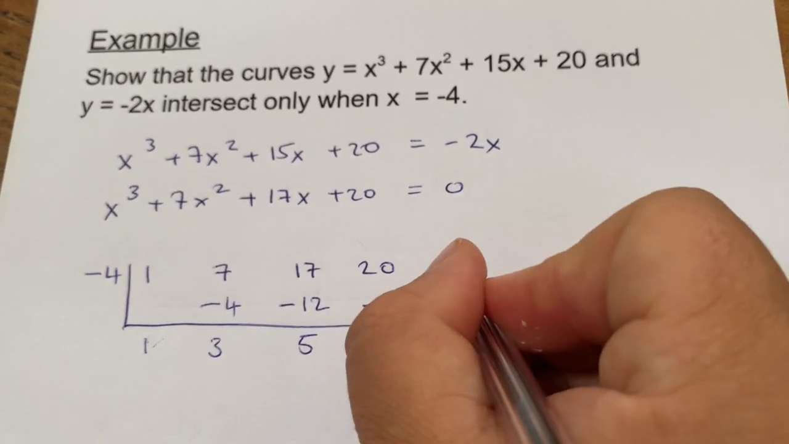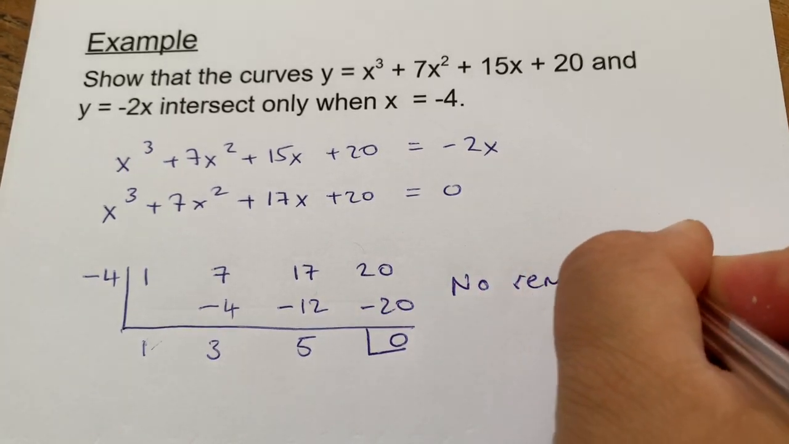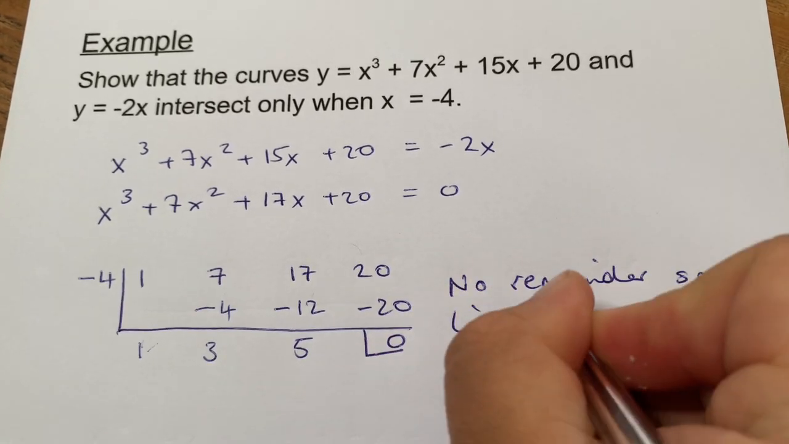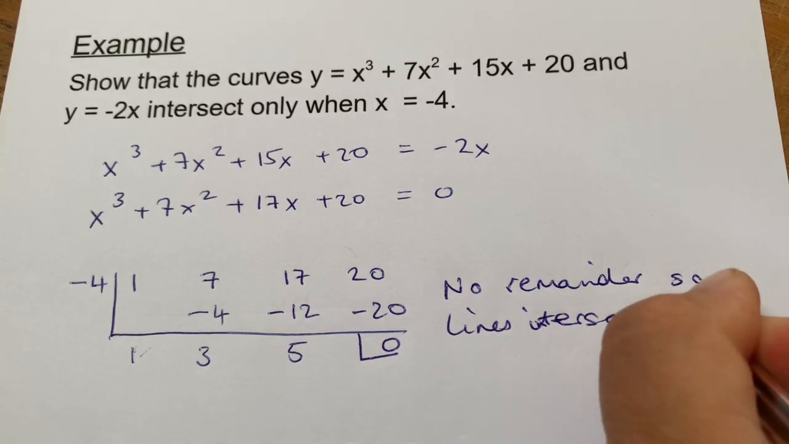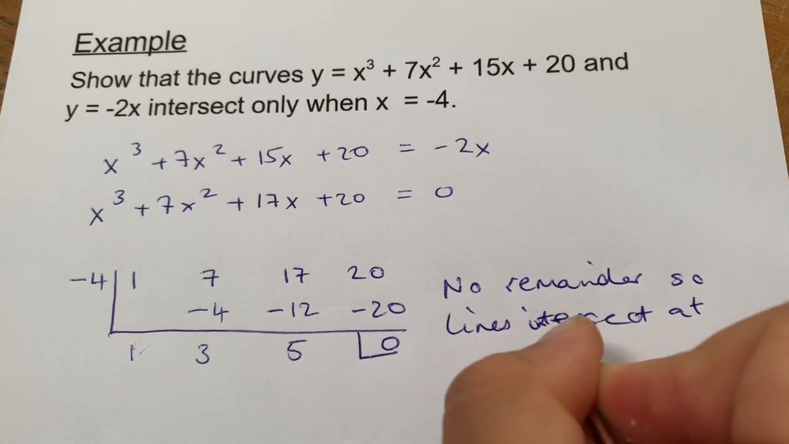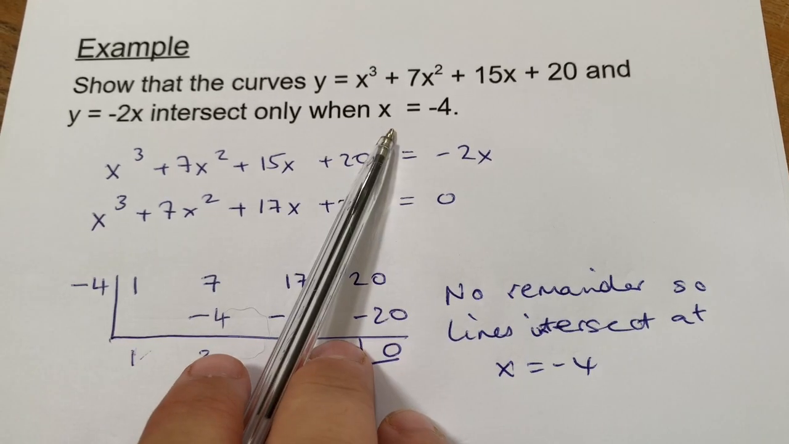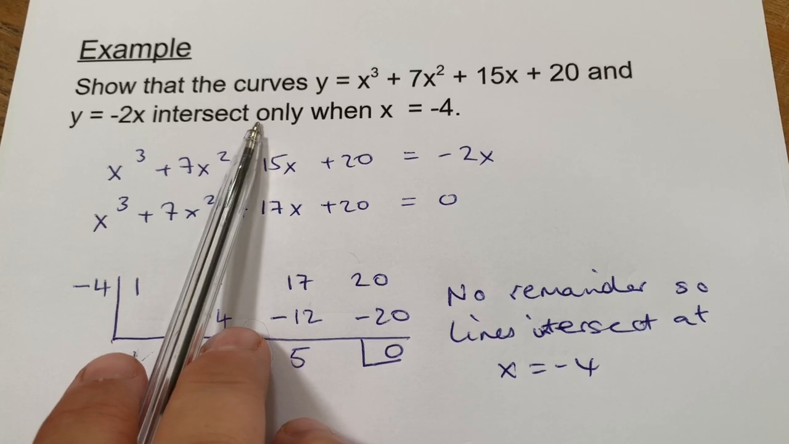Okay, so you would write no remainder. So lines intersect at x equals -4. Okay, now we've dealt with the first part. The part we haven't dealt with is the word only. So therefore there should be no further roots.